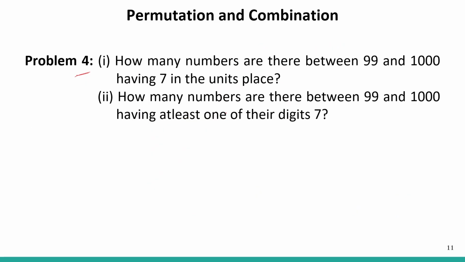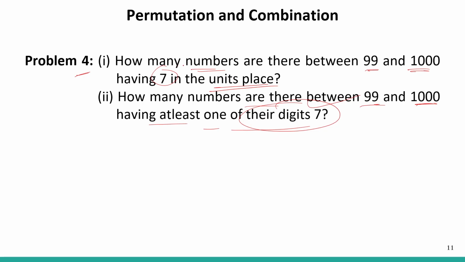Okay. So let's go forward to solve actually problem number 4. How many numbers are there between 99 and 1000 having 7 in the units place? And how many numbers are there between 99 and 1000 having at least one of their digits as 7? Okay. So let's try to see.